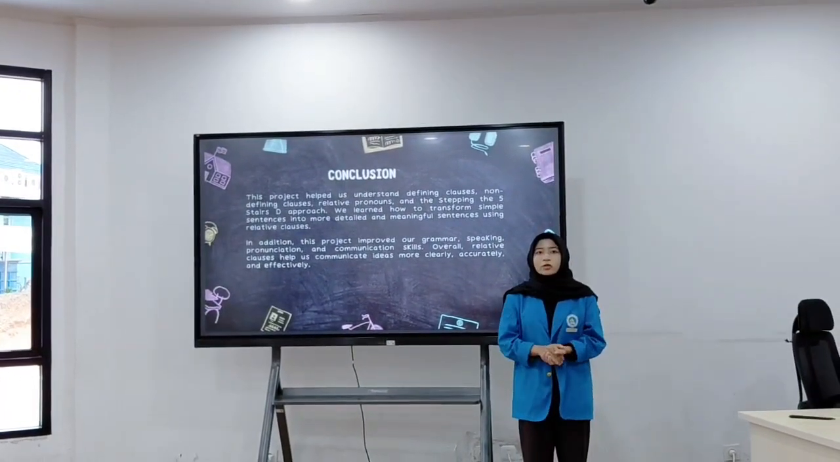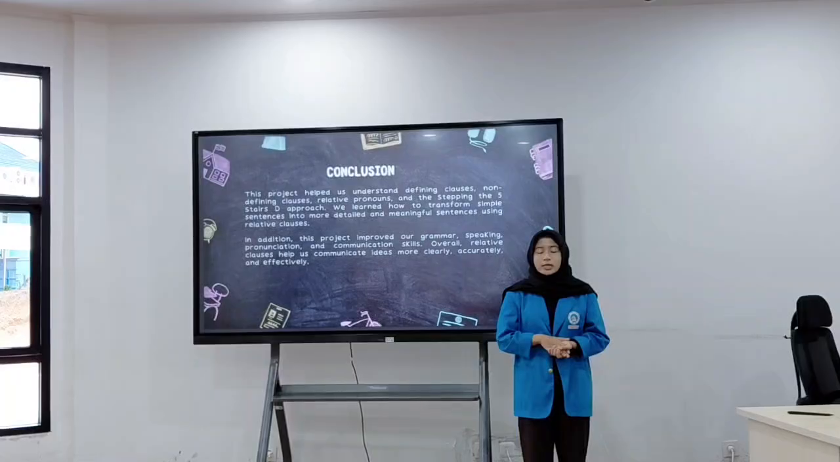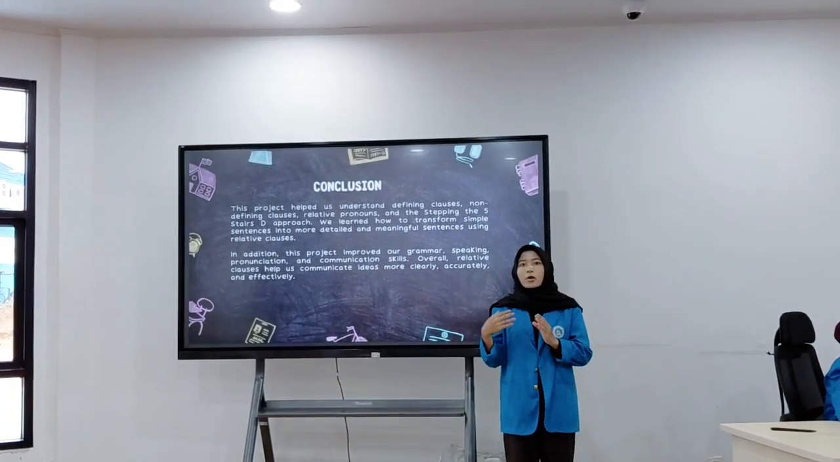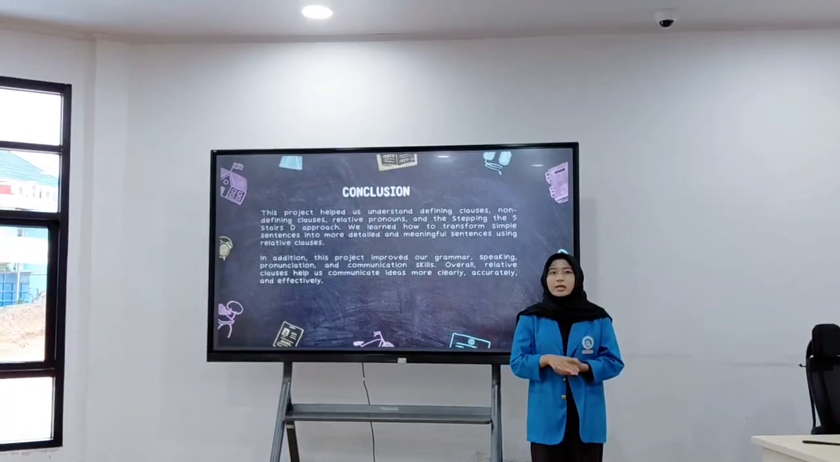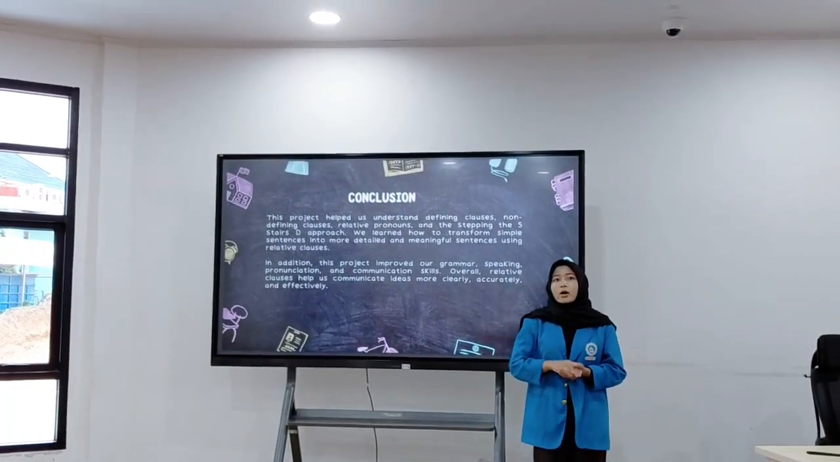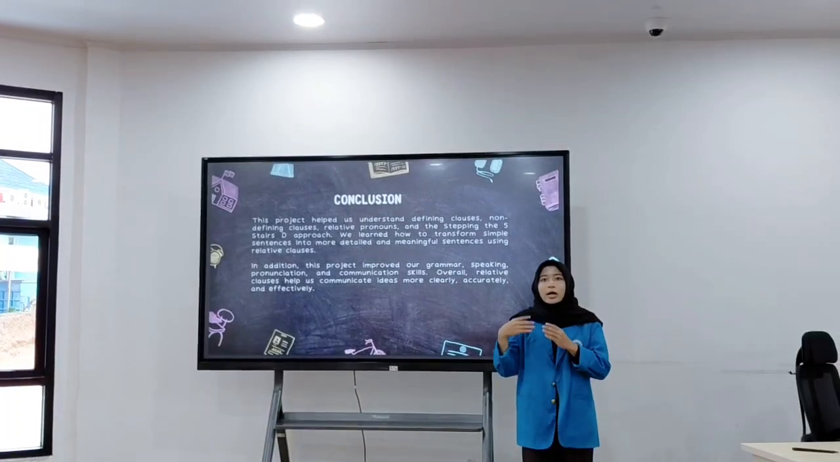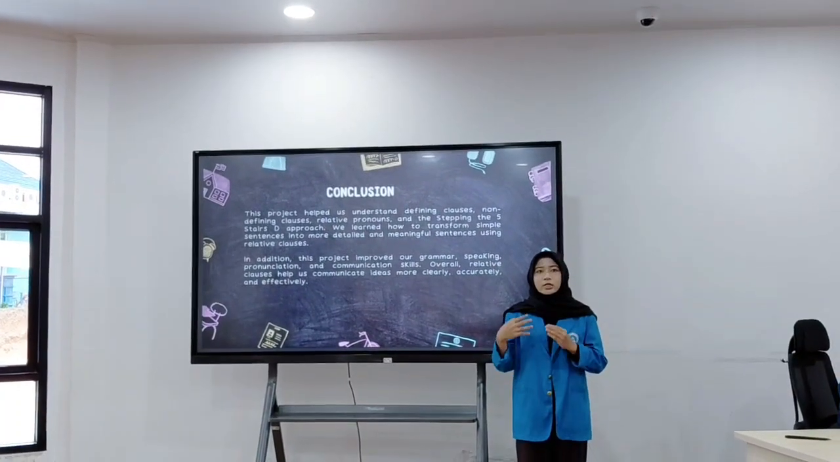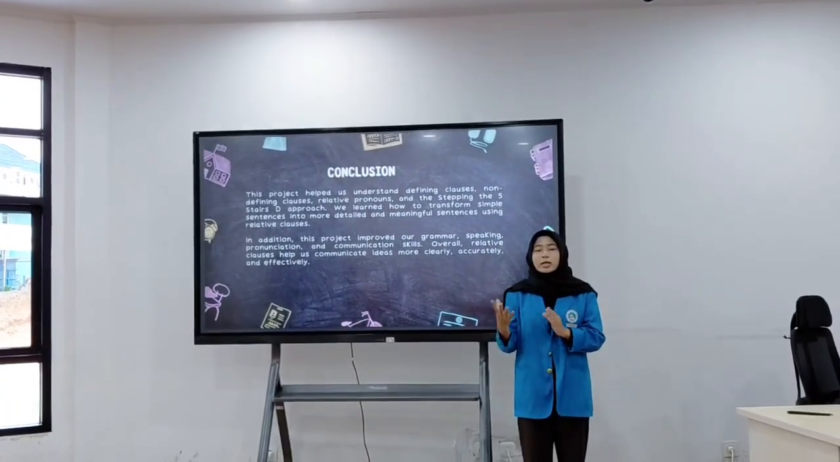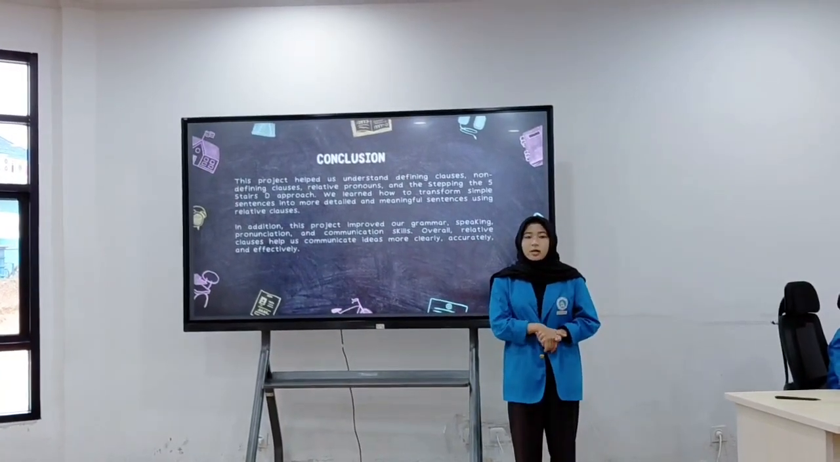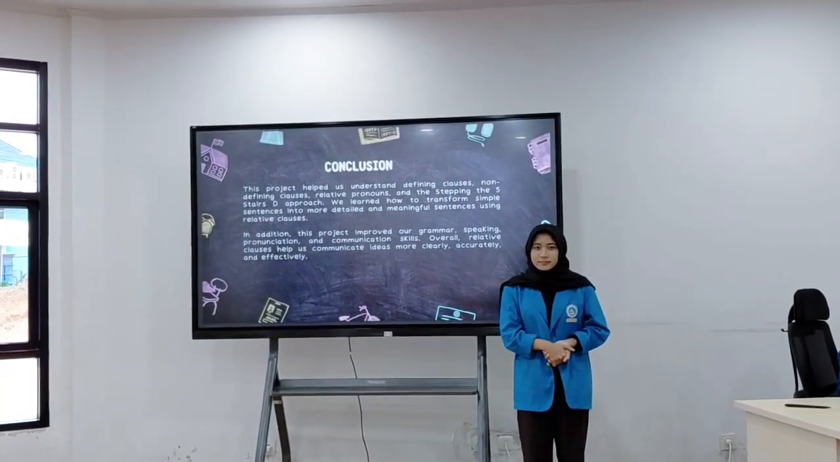Overall, relative clauses are very important in English because they help us communicate ideas more clearly, accurately, and effectively. They allow us to add essential or additional information in a structured way so that our sentences become more complete and easier to understand.